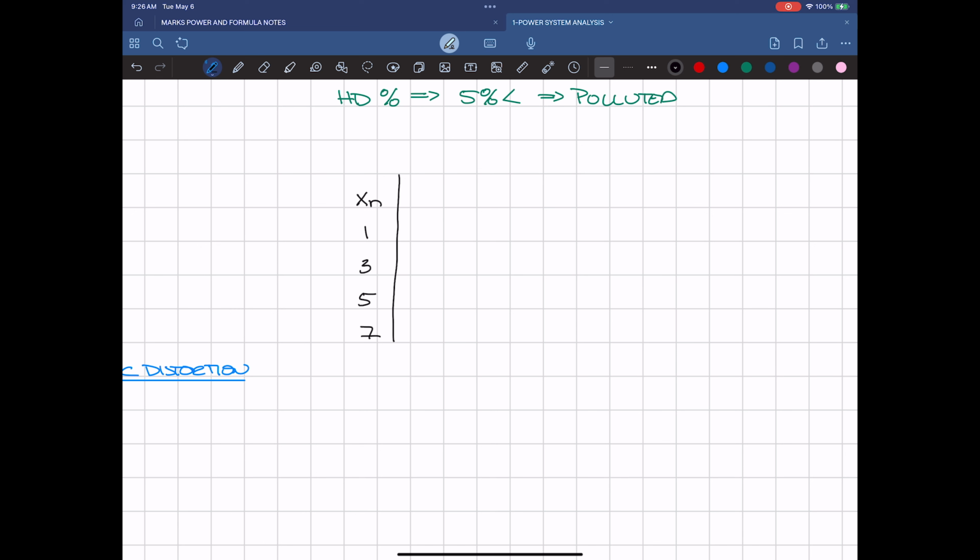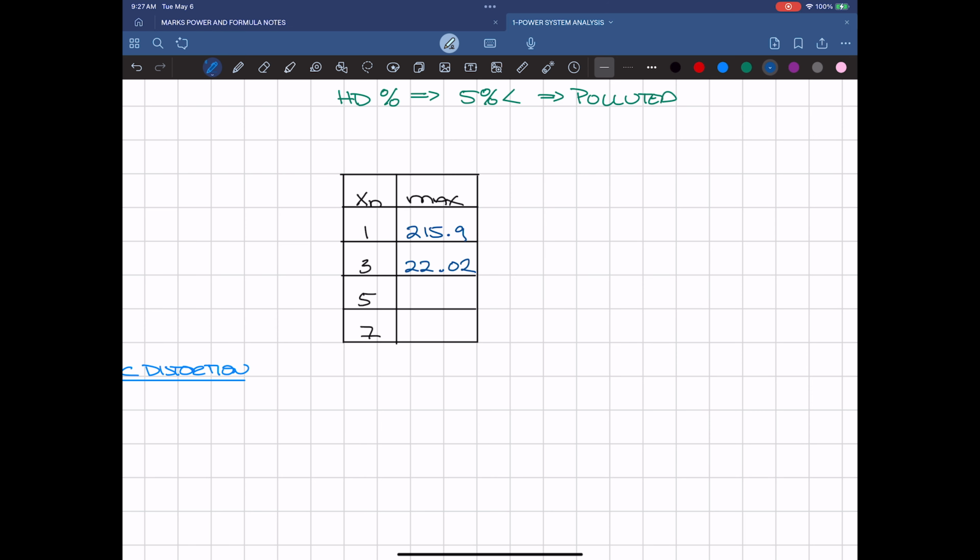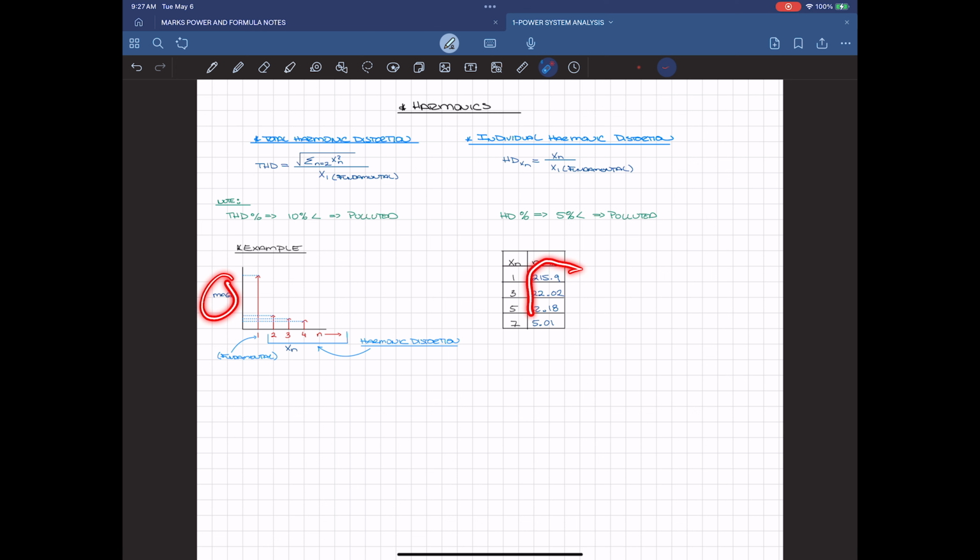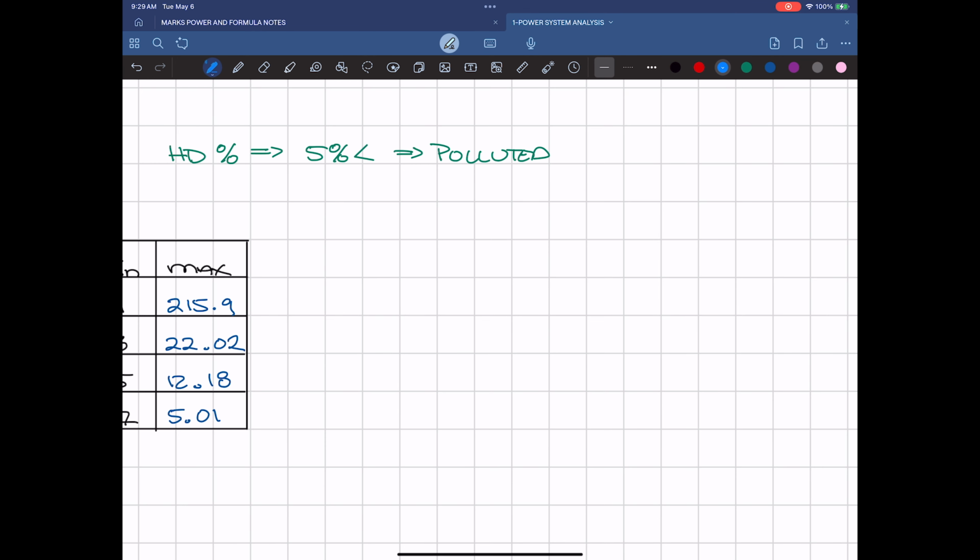So we're going to make a table of odd harmonics, 1, 3, 5, 7. We're just going to add some arbitrary values for the magnitudes. So we have the magnitudes and we have the harmonic. First we're going to solve for the individual harmonic distortion.